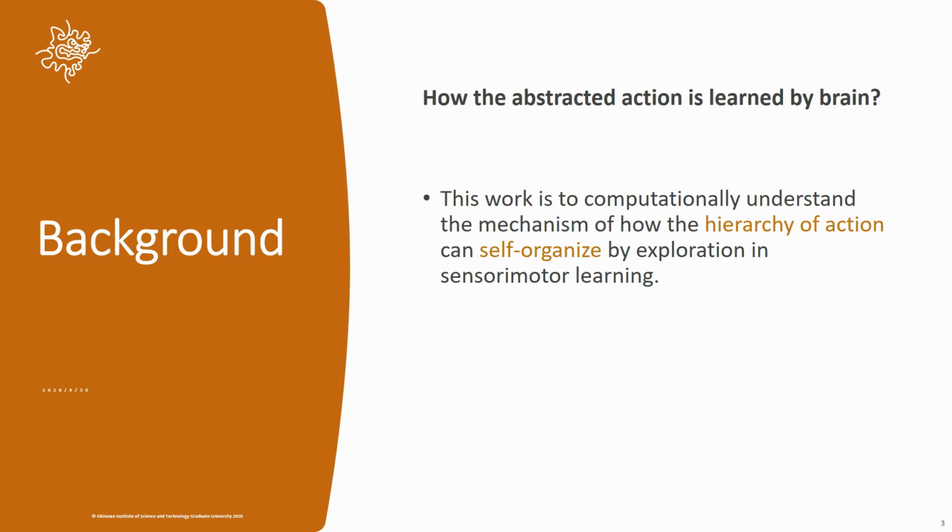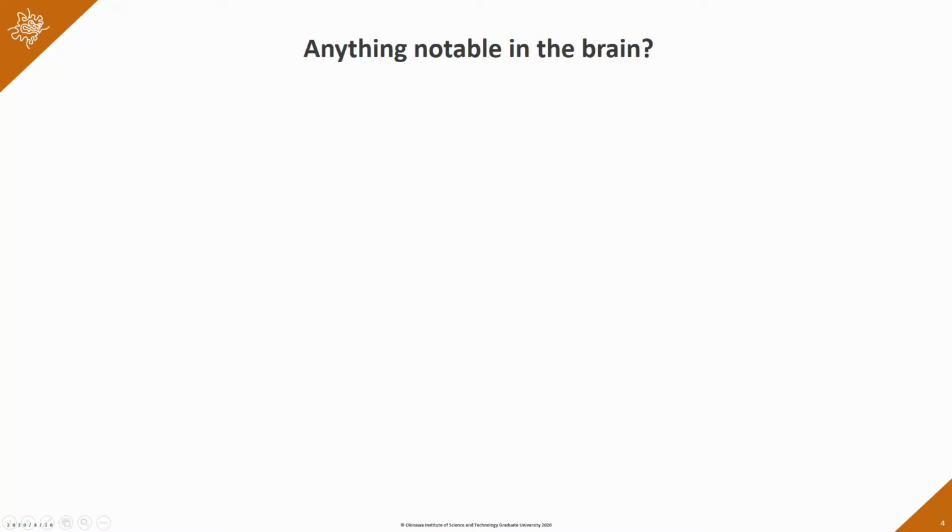So this work is to computationally understand the mechanism of how the hierarchy of action can self-organize by exploration in sensory motor learning. And by self-organize, we mean there's no teacher providing task hierarchy to the agent. The agent needs to recognize the hierarchy of action autonomously.